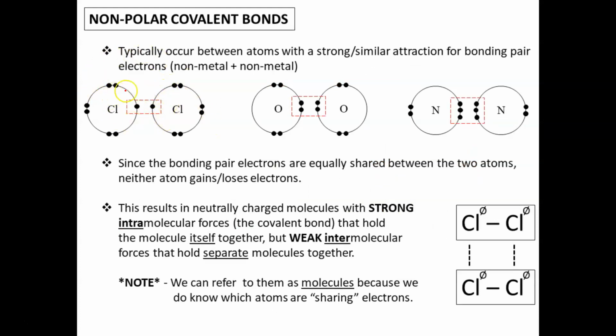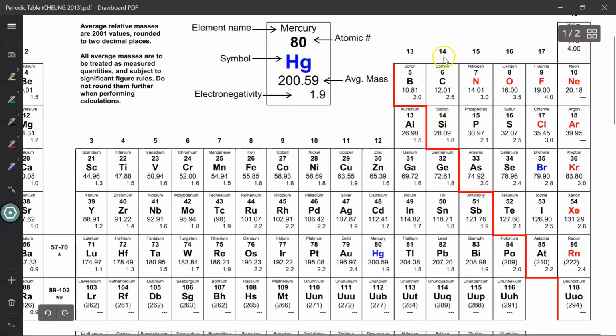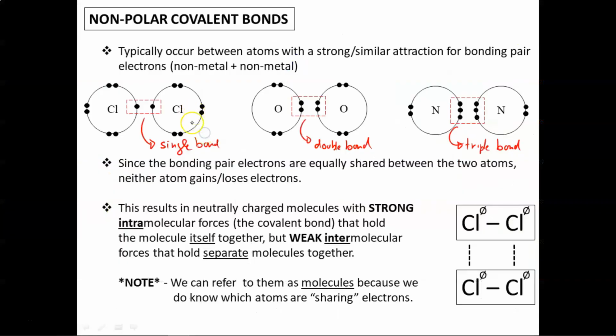But what if electrons are shared between atoms? This typically occurs between atoms with a strong or similar attraction for bonding pair electrons, so if they have a high electronegativity value. So typically this occurs between nonmetals and nonmetals, as they have very high EN values in comparison to metals. Since only one pair of electrons is involved in this bond, we call it a single bond.